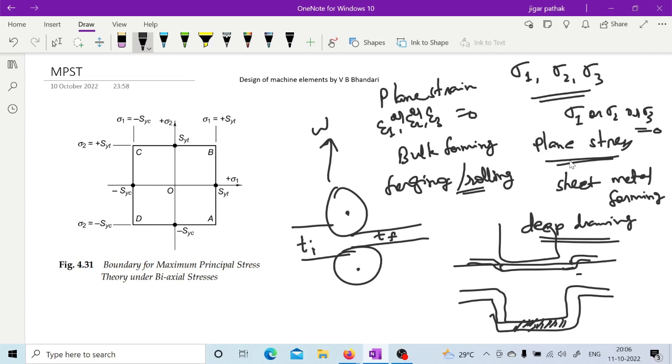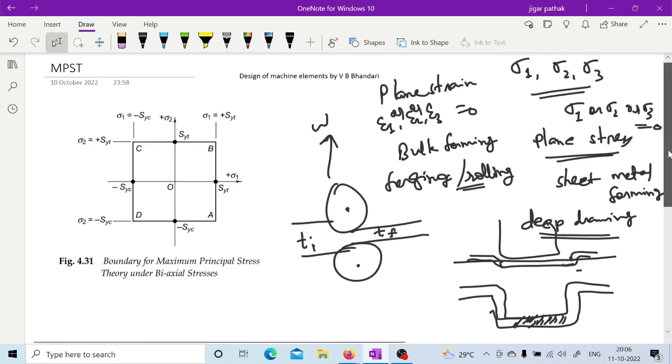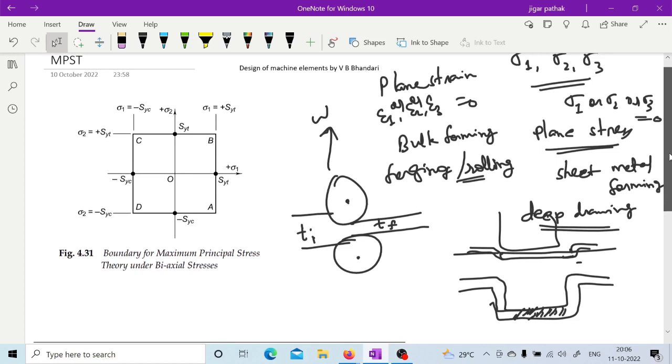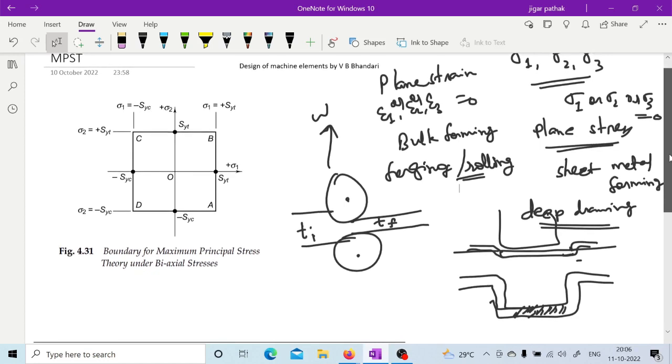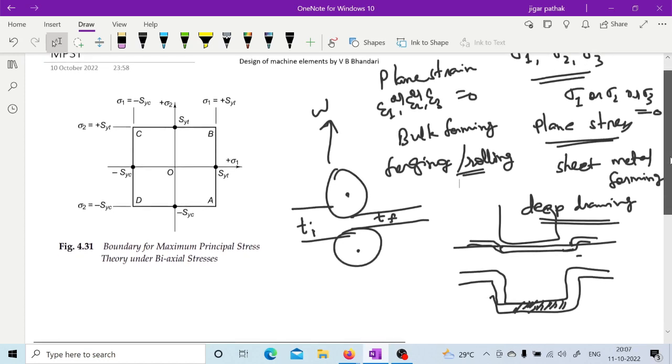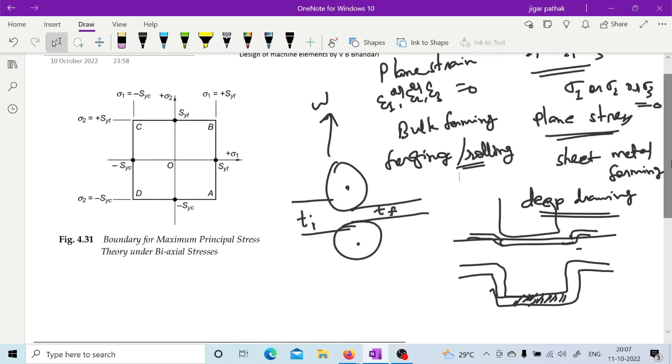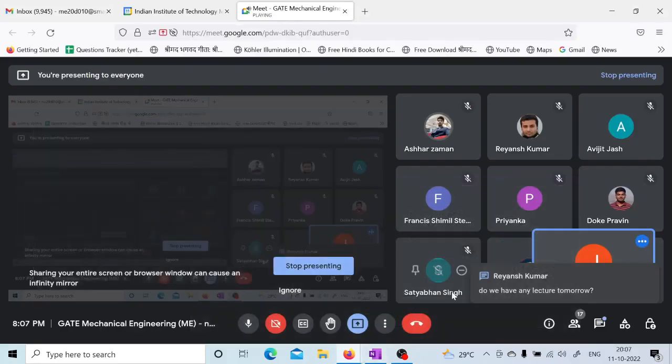Sir, in deep drawing, won't there be any shear stress? In deep drawing, I don't think so. There is, sir, because if there is sigma x and sigma y, then according to the formula, shear stress should have a magnitude. See here, shear stress will not be there in case of deep drawing, I guess, because tensile and compressive stresses will be there in case of deep drawing, right?